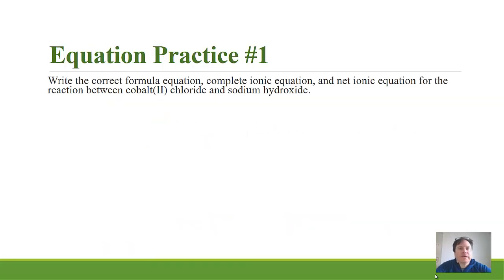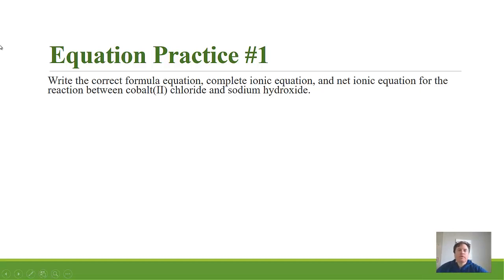All right, guys, let's go ahead and try this example here. It says, write the correct formula equation, also known as molecular equation, complete ionic and net ionic for the reaction between cobalt(II) chloride and sodium hydroxide. So let's see. If these two react, who's going to form? Well, cobalt is going to go with hydroxide. Neither of those are on our soluble list, so that's going to form a precipitate. And then we have sodium and chloride. Well, sodium's on our soluble list, so we know that's going to be aqueous.